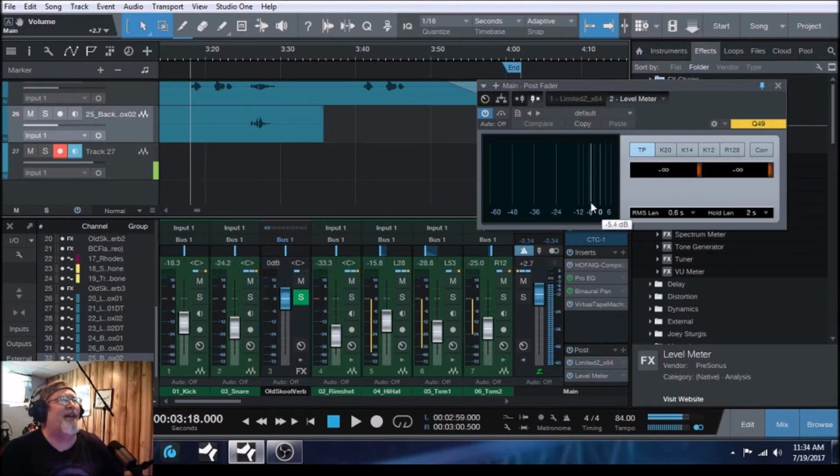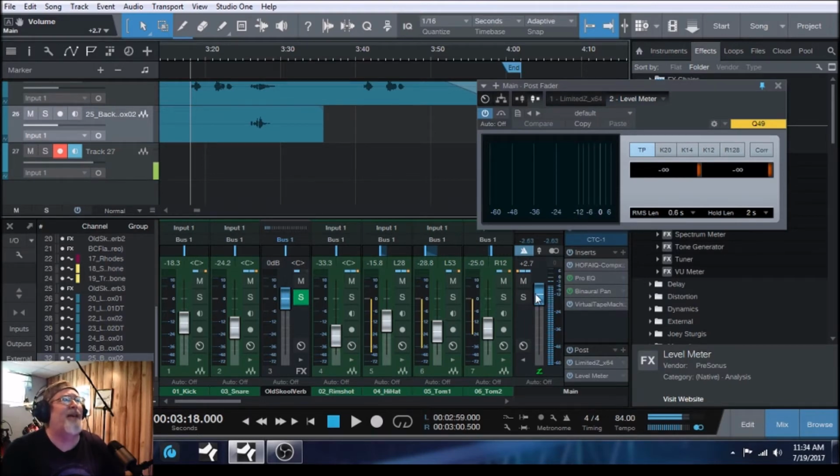But like I said, it's usually the gang vocals or a snare or a crash or hit on the drums or something like that that kind of shoots it up. But my dynamic range is right around negative 10.4 to 0, and that is a nice dynamic range.